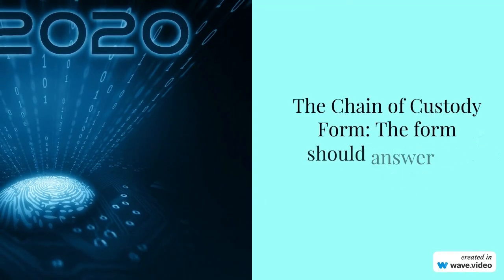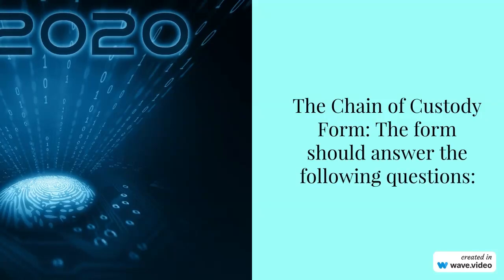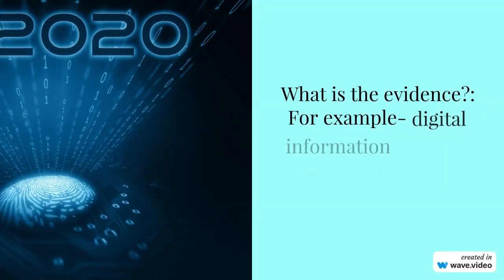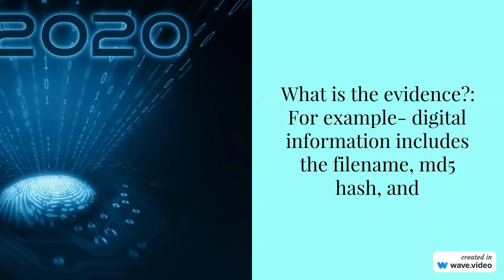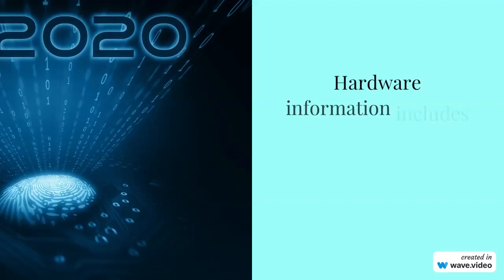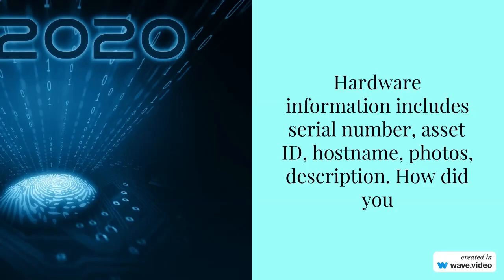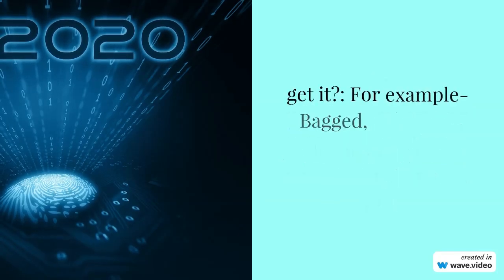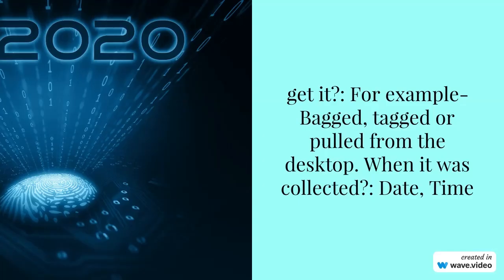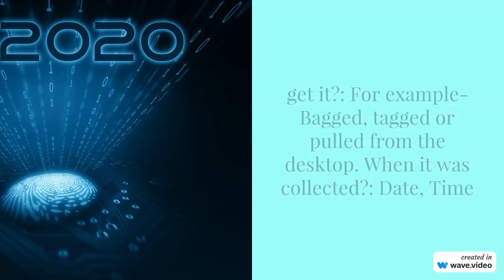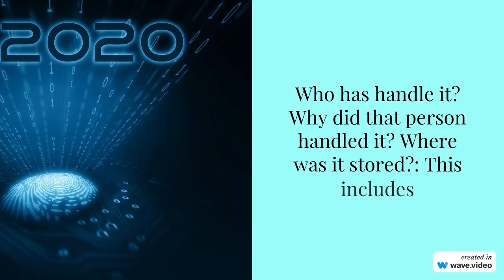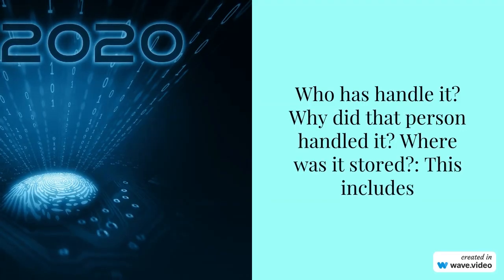The chain of custody form. The form should answer the following questions. What is the evidence? For example, digital information includes the file name, MD5 hash. Hardware information includes serial number, asset ID, host name, photos, description. How did you get it? For example, bagged, tagged or pulled from the desktop. When it was collected, date, time. Who handled it? Why did that person handle it?